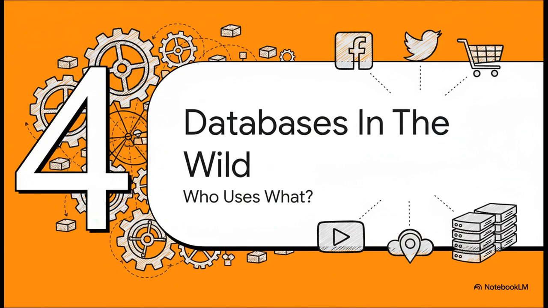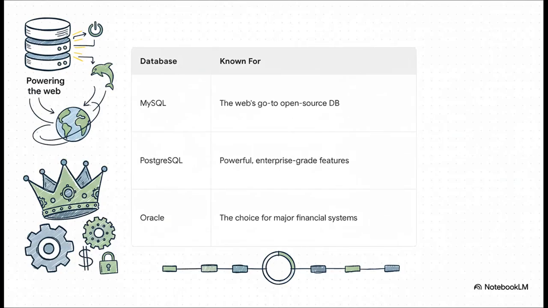Which companies are actually using what? You're definitely going to recognize these names. So in the SQL corner, you've got the absolute titans. MySQL has been the backbone of the internet for decades. You've got PostgreSQL, which is famous for its powerful, advanced features that big companies love. And then there's Oracle, the heavyweight champion for huge financial and corporate systems that just cannot fail.